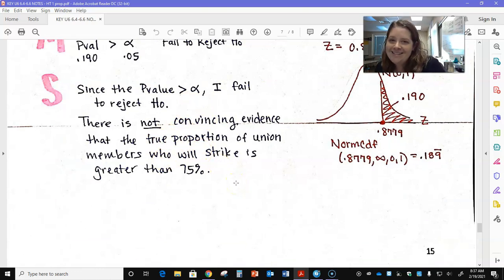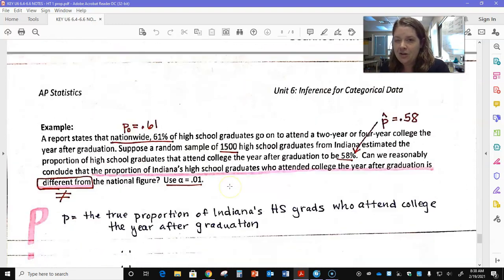Now, this does not prove that it is 75%. This just says that it's not greater than 75%. I haven't shown evidence that it's greater. It still might be greater, just my evidence is not stronger than that. I don't have convincing evidence of this. So we have to be real careful with that conclusion.